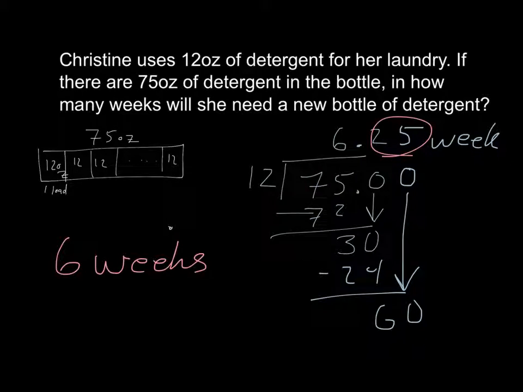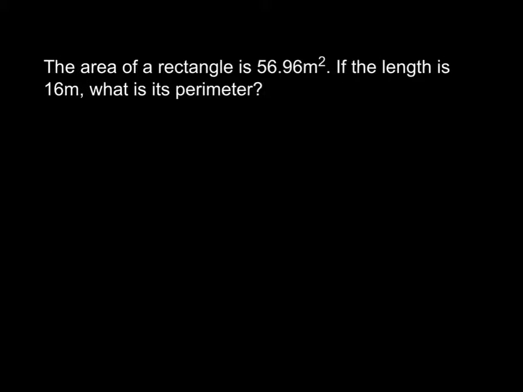Let's look at another question. The area of a rectangle is 56 and 96 hundredths square meters. If the length is 16 meters, what is its perimeter? And we've done quite a few problems like this already. Remember, the first thing we need to do is write our formula. Area equals length times width. And we have our area, which is 56 and 96 hundredths meters squared.